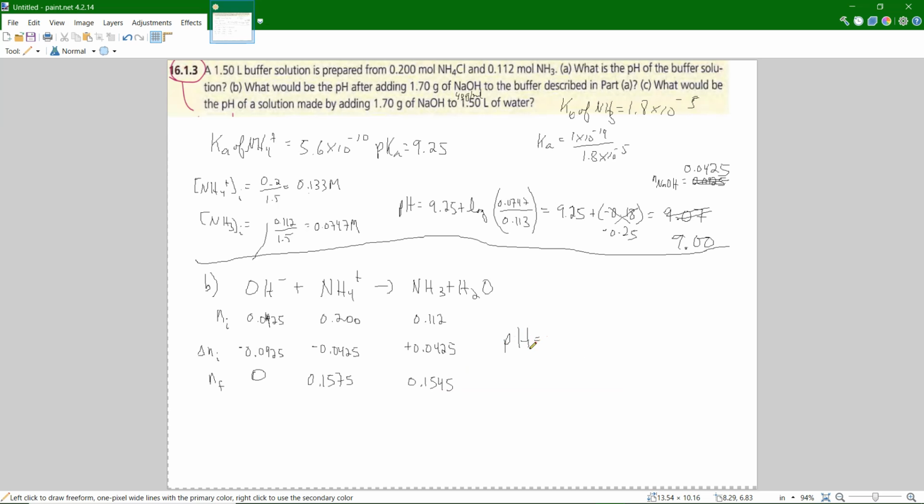In fact, the volume of the buffer is not going to change much. Sodium hydroxide is a solid. You put these solid white pellets in, so you dissolve them into the solution. The 1.5 liters is not going to change significantly. The pH is the pKa, 9.25, plus the log of the base, 0.1545, over 0.1575.